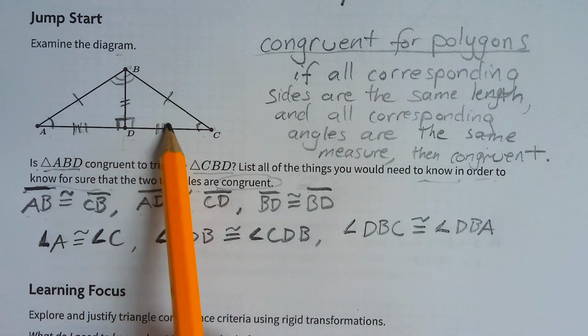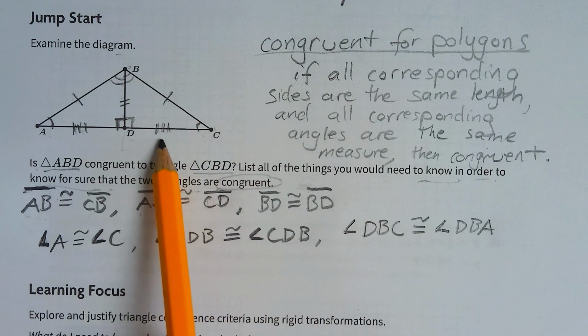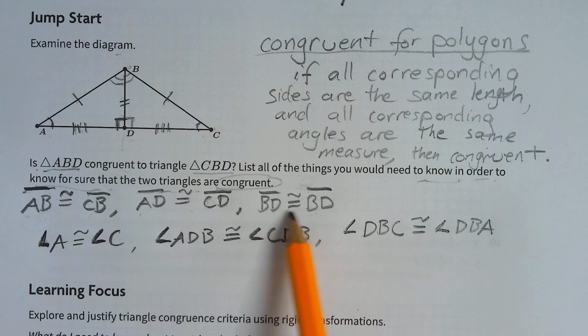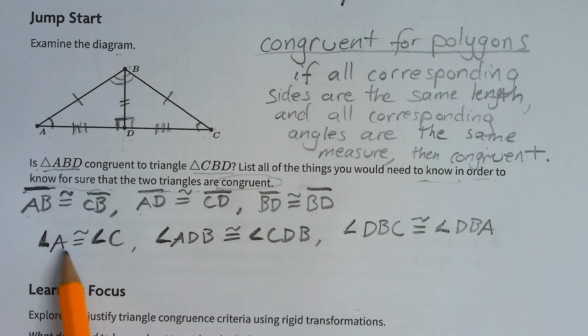Those are congruent now. Well, at least if we knew that, it would help us prove that the two triangles are congruent. BD is congruent to itself. That's called the reflexive property. We'll go over that more later.